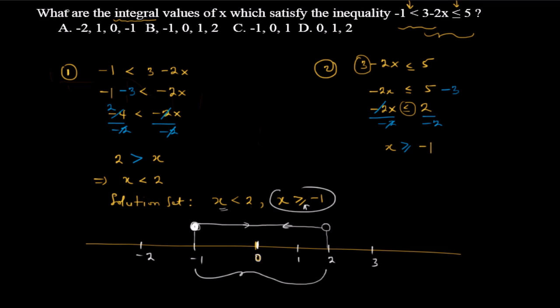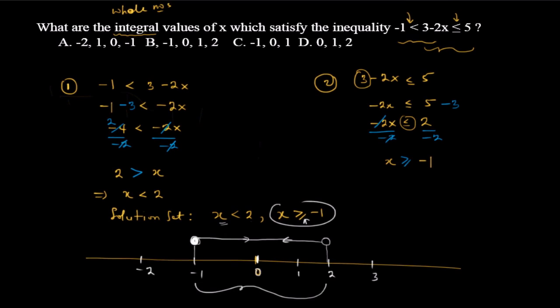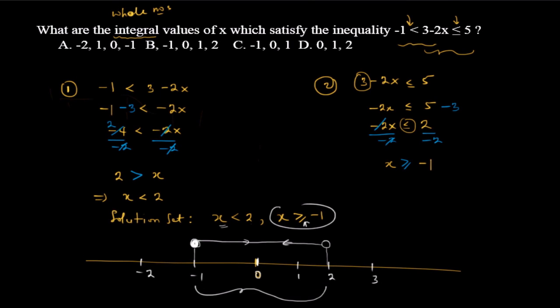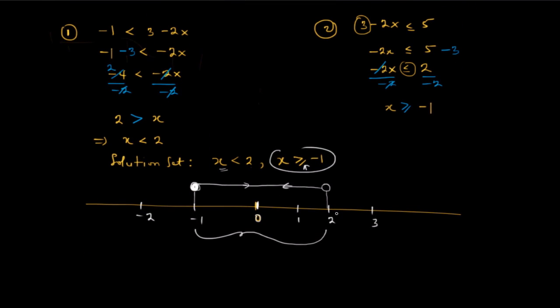But what the question demands is to find the integral values of x, that is, the whole numbers that satisfy this condition. What are the whole numbers that satisfy here? Starting from here, is -1 in this region? So this is the region we are talking about. -1 is a whole number. Is it included? Yes, it's included because this side is included. So -1 is there.